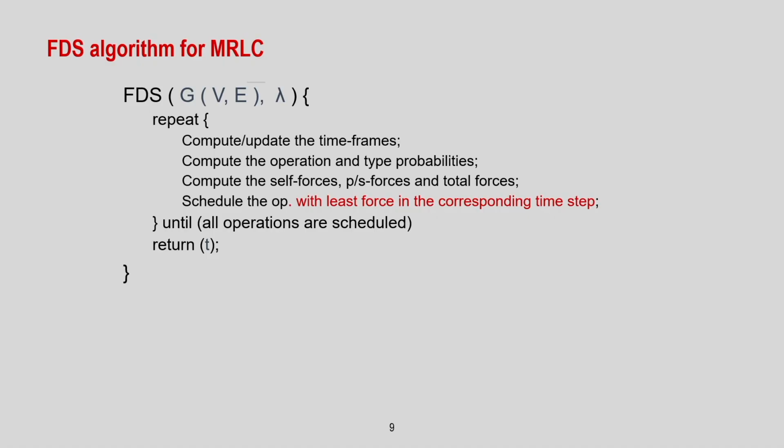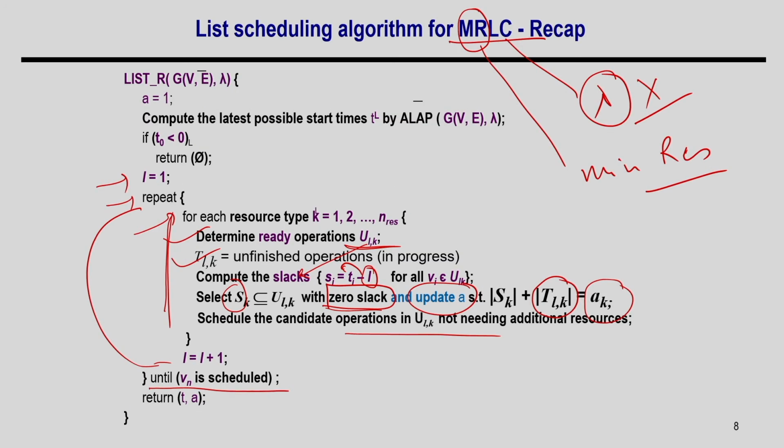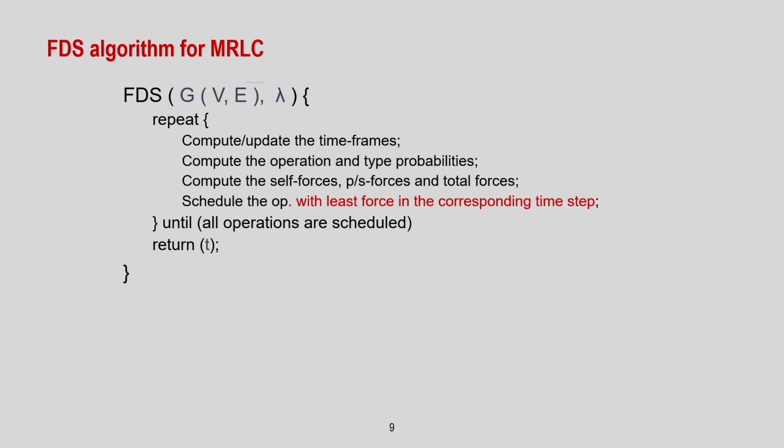Okay. But force directed scheduling for MRLC is completely different, and it is very interesting. If you remember, I take timestamp 1, then 2, then 3 and 4. In timestamp 1 I identify the operations that can be scheduled in timestamp 1, then I move on to timestamp 2, I identify the operations that can be scheduled in timestamp 2, and so on. But here I am not going to go time step wise. What am I going to do?